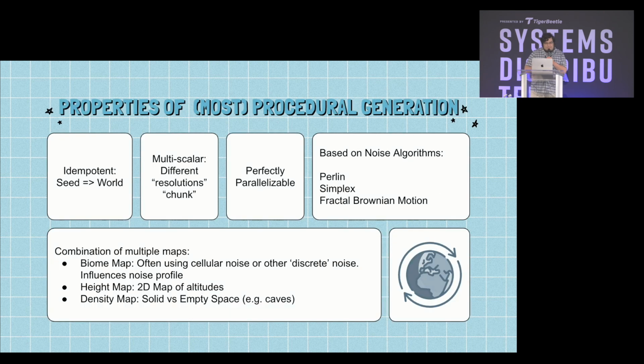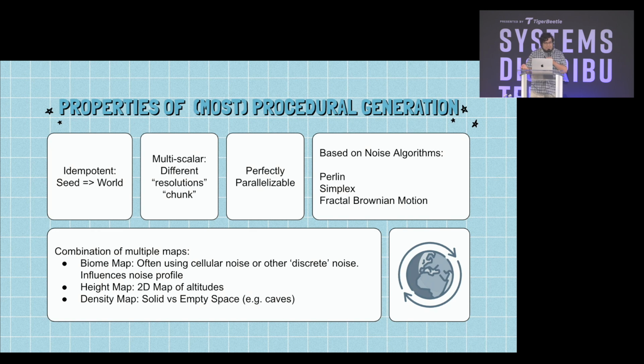Some of the properties that we use to generate procedural terrain are that they're idempotent. So if you give a particular world generator the same seed, you expect to get the same world back. It's multi-scalar, so you can change the resolution at which you are generating. The typical resolution is called a chunk, and that can be any number of X, Y, Z coordinate voxel dimensions. It's perfectly parallelizable because you can do everything in parallel. It's the same algorithm, and it's based on some simple noise algorithms, usually Perlin noise, simplex noise, or more advanced fractal Brownian motion.